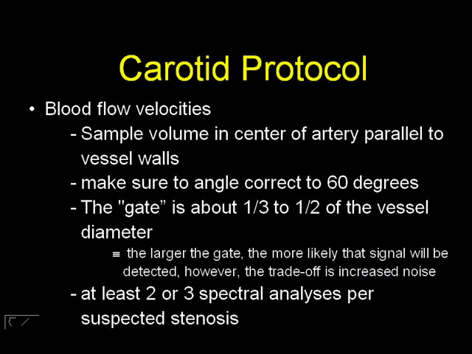Now, in terms of blood flow velocities, in a normal vessel, the sample volume really should be in the center of the artery with the Doppler angle cursor parallel to the vessel wall. In our facility, we always make sure to angle correct to 60 degrees, and this is particularly important at the origin of the internal carotid artery, as well as in the common carotid artery, especially if you're using an internal carotid to common carotid artery ratio for the evaluation and estimation of carotid stenosis ranges. It's almost always possible to obtain 60 degrees. Of course, you never want to use more than 60 degrees.